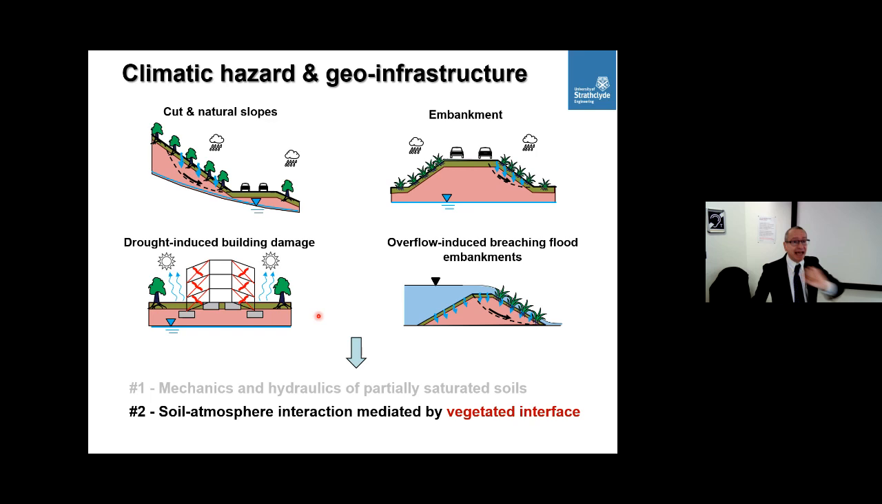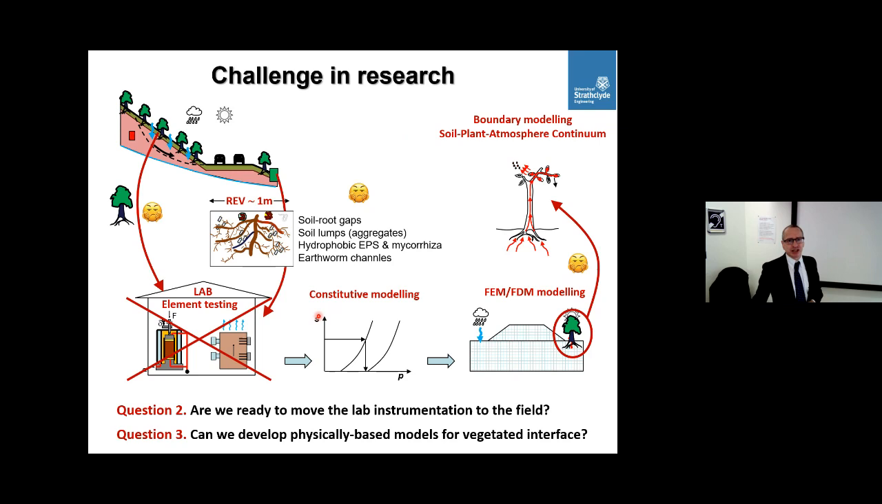Now, that interface is exactly the interface that is controlling the climate interaction, because the water in and the water out passes through that interface. So if you are not able to manage and understand that interface, we cannot predict any climatic hazard on our geotechnical infrastructure. If you bring the vegetated interface into play, now we have a challenge even at the research level.